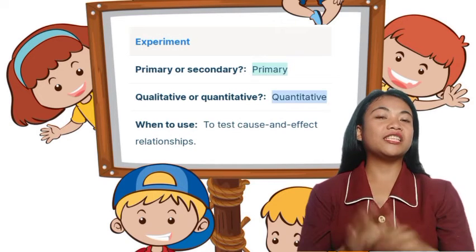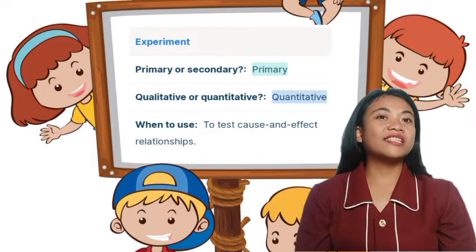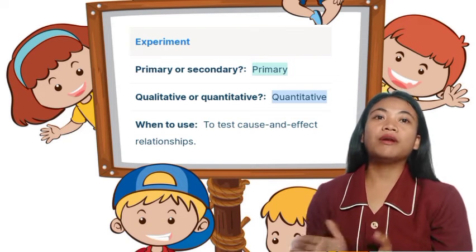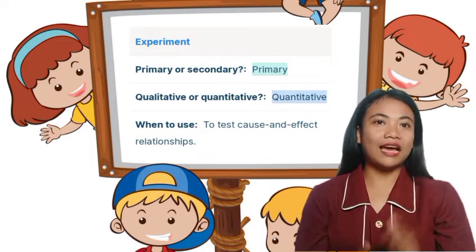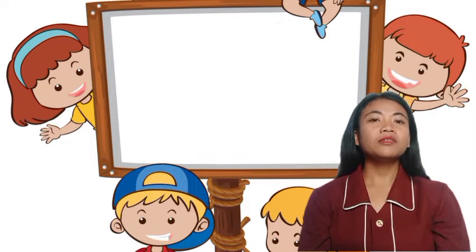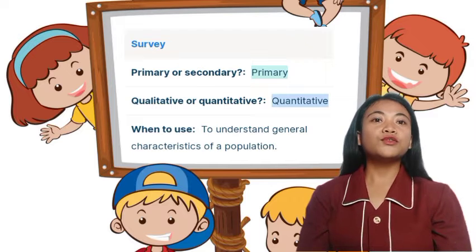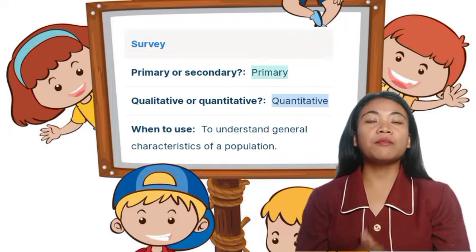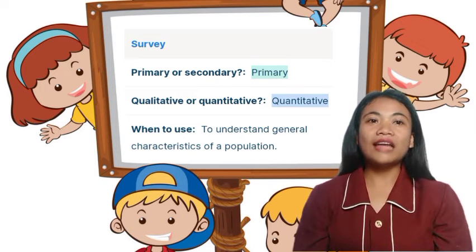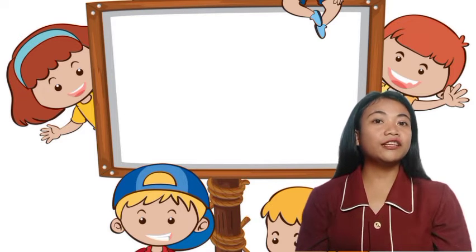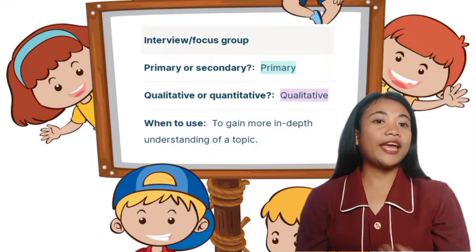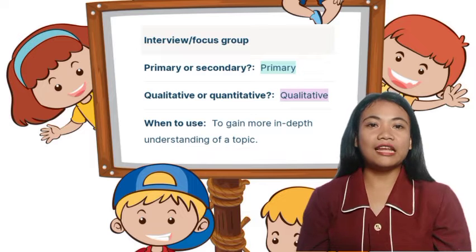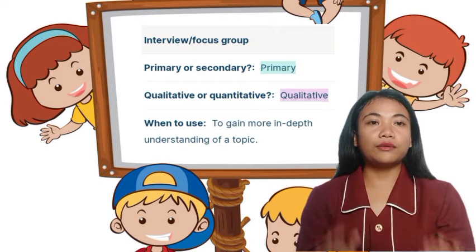And here are the examples of research methods for collecting data. When you are performing an experiment, you want to test the cause and effect relationship, so the data that you need is primary data and quantitative research. When you are performing a survey, to understand the general characteristics of a population, you need primary data and quantitative research. For an interview or focus group, to gain a more in-depth understanding of a topic, you need to use primary data and qualitative research.